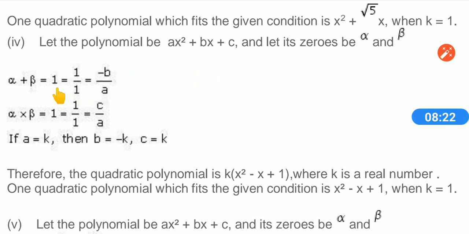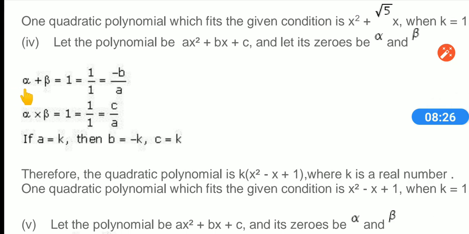Okay, children. So alpha plus beta, how much, children? Sum of zeros 1. In the place of 1 you can write 1 by 1. Okay, alpha into beta is also given in the textbook as 1, and this can be written as 1 by 1. Alpha plus beta, how much, children? Minus b by a. Alpha into beta, it is a relationship we just learned, c by a. In the place of a you are having 1, means a is a multiple of 1. It can be written as 1 into k, means k.